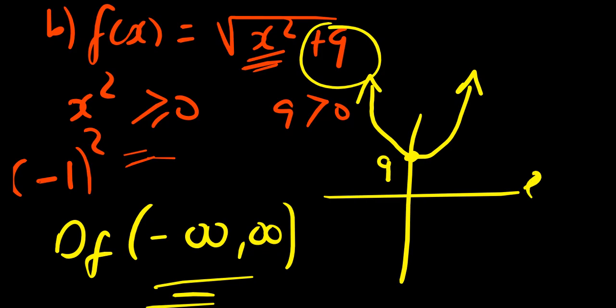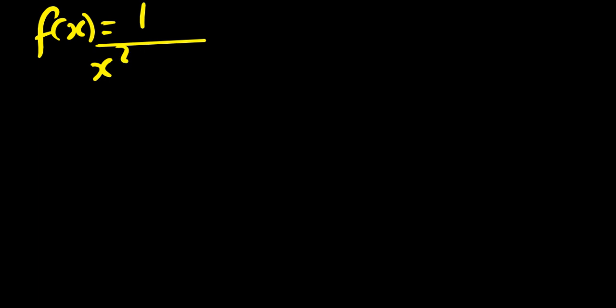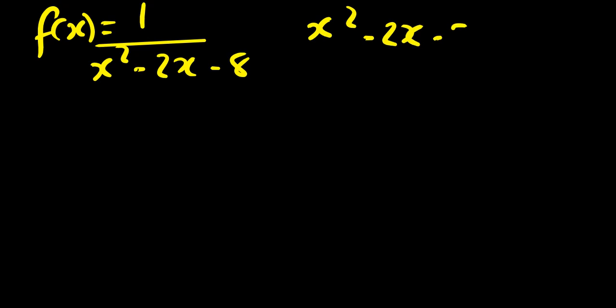Okay, now let's also solve c. Now c is f of x equals 1 over x squared minus 2x minus 8. Remember the denominator cannot be 0, so we are saying x squared minus 2x minus 8 should not be equal to 0. So what are we going to do? Let's find our critical values. So let's solve this one.